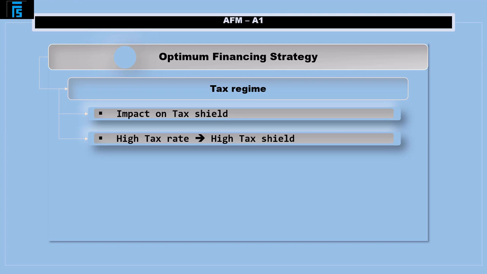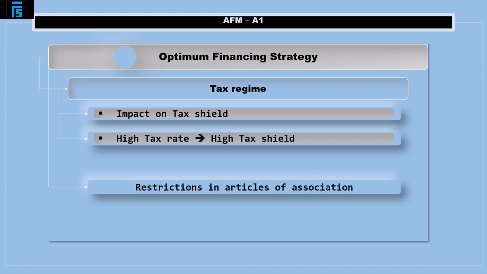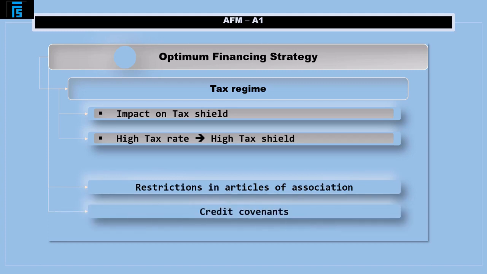Finally, we should not forget that issuing new debt requires convincing shareholders that increasing the leverage of a company will generate additional value to them, in particular when a company's articles of association contain restrictions regarding the level of gearing allowed. Similar restrictions, referred to as credit covenants, may also be included in debt agreements already in place.